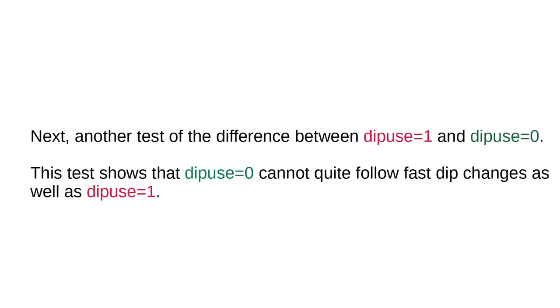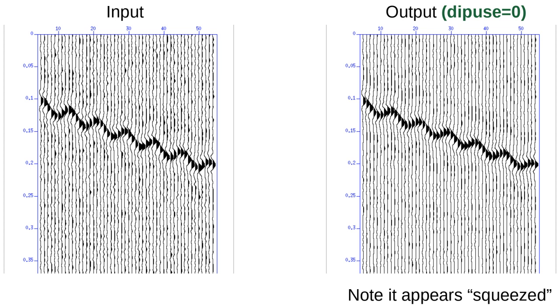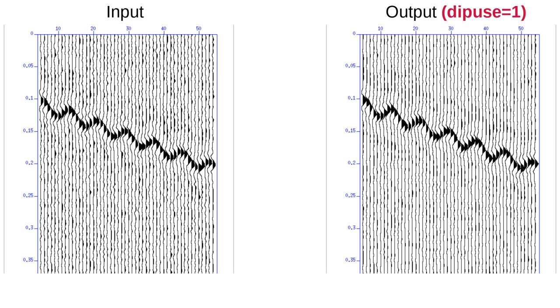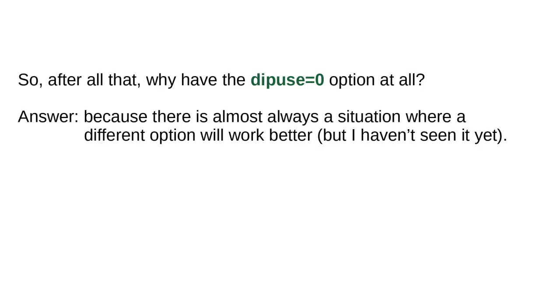Now I show a stack test with rapidly changing dip. Note carefully the change on the right side for dip use equals 0. The horizons appear to be squeezed, to use a technical term. It is harder for dip use 0 to follow rapid changes in dip. Keeping the dip use equals 0 option anyway, just in case it is better in some situations.